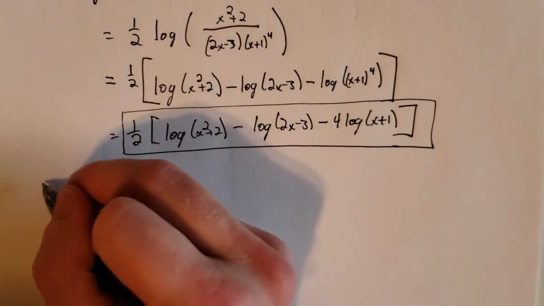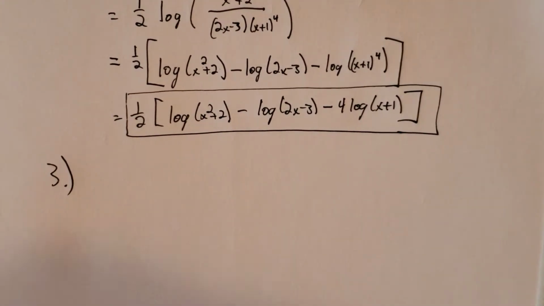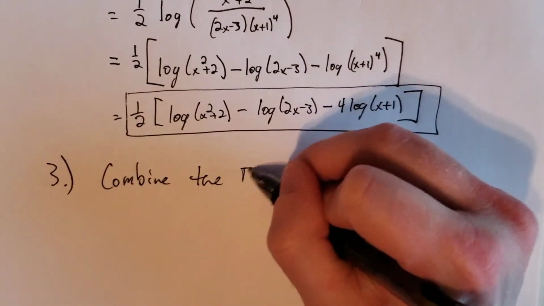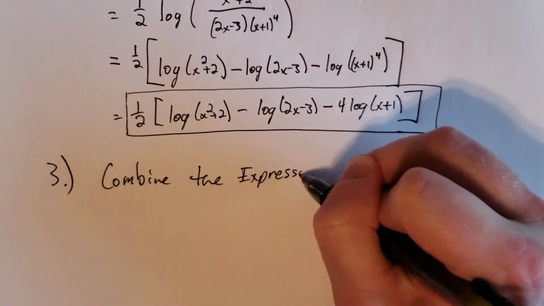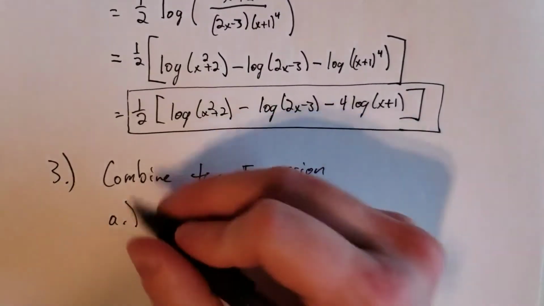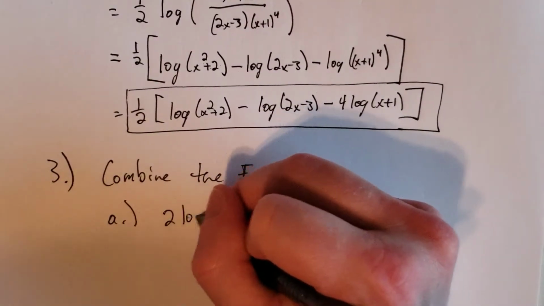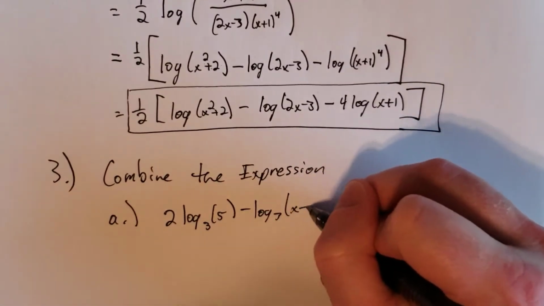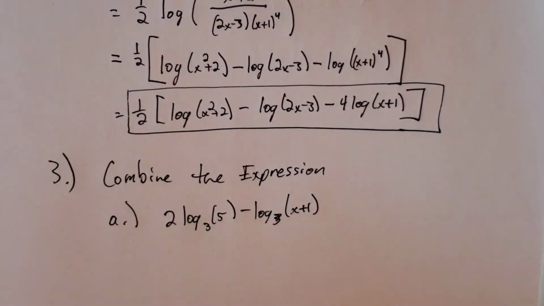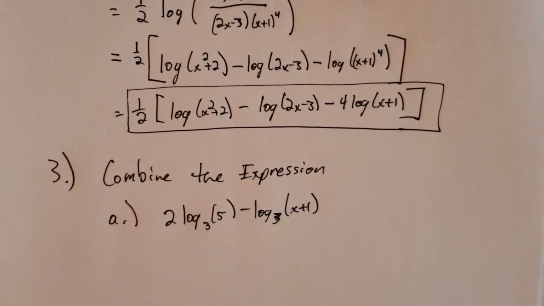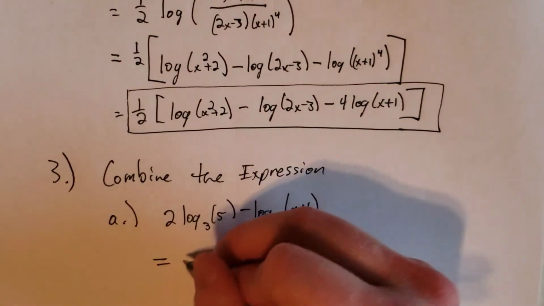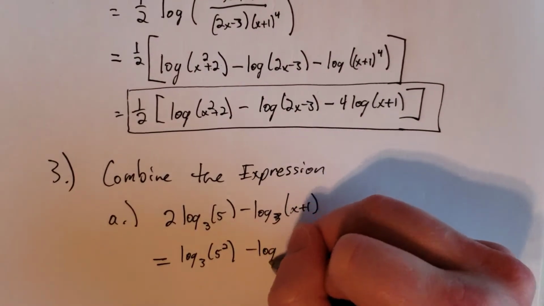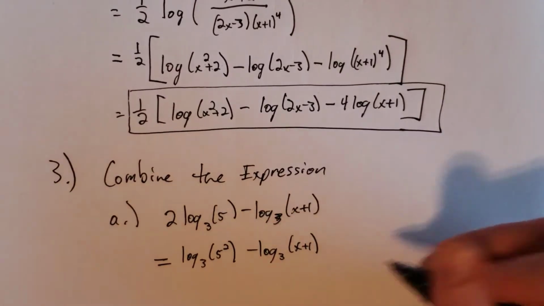Now we're going to do the opposite of that. We're going to combine these expressions. So the first one is 2 times log base 3 of 5 minus log base 3 of x plus 1. First thing we need to do is put that 2 on the inside of our logarithm here. So this is log base 3 of 5 squared minus log base 3 of x plus 1.